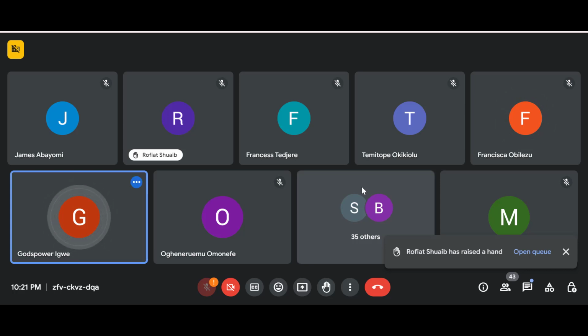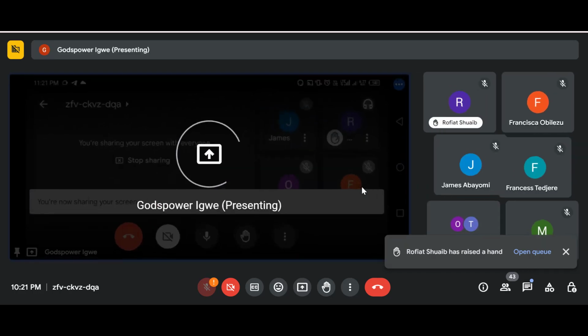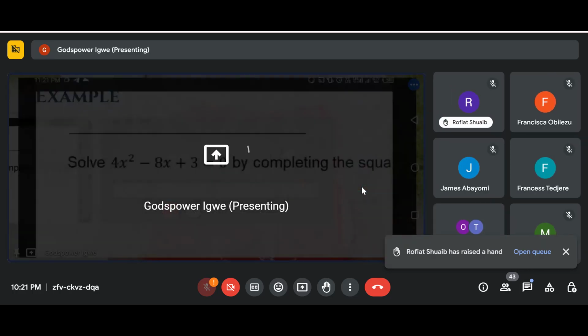Seriously, that's an error. Sorry. So I believe you can see my screen now. You can see my screen now.